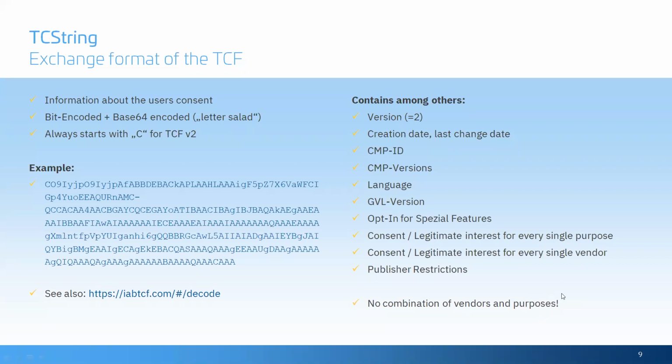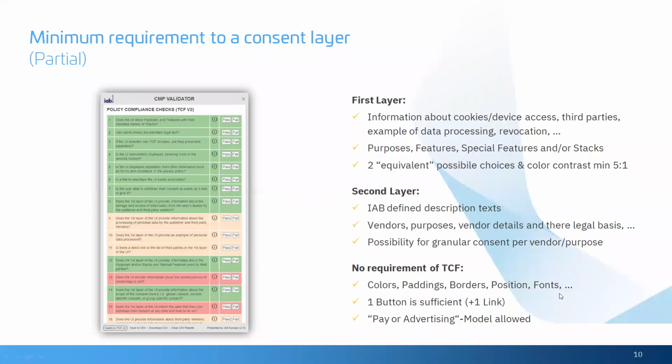So that's the vendor or TCF format. Then there are minimum requirements that the TCF requires for each CMP, and therefore for the consent layer. There's more to it, but the most important: on the first layer, there needs to be a lot of information. For example, information about the cookies, device access, third parties, examples of data processing, how to revoke, etc. The purposes, features, special features, and/or stacks need to be named on the first layer in the wording that the TCF gives.